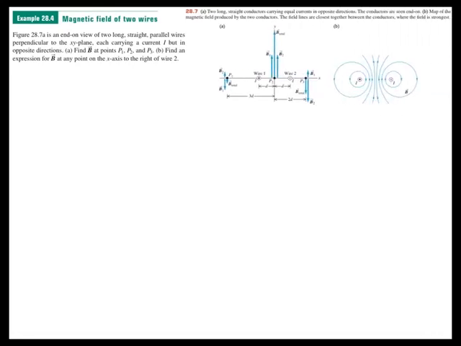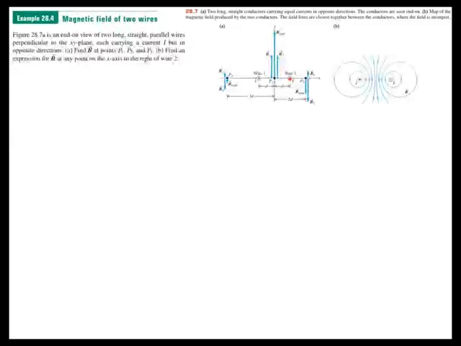I'm going to calculate the magnetic field produced by two long wires. In the figure is an end-on view of two long straight wires shown here and here. Wire 1 lies on the x-axis at a position x equals minus d. Wire 2 lies at a position of x equals plus d. The current in wire 1 flows out of the page and the current in wire 2 flows into the page.